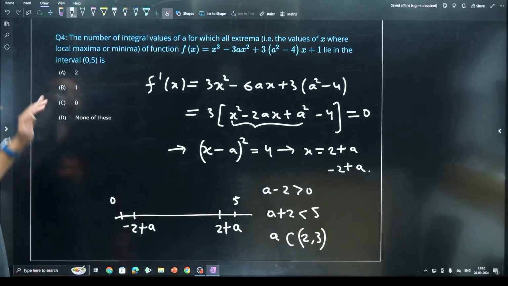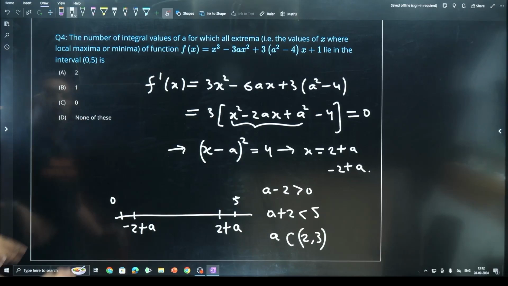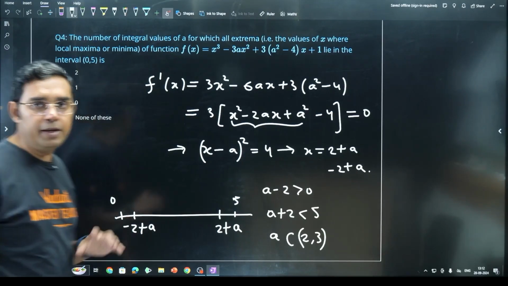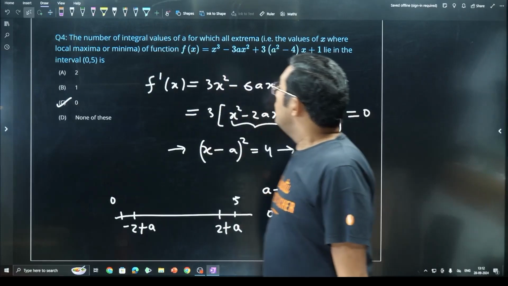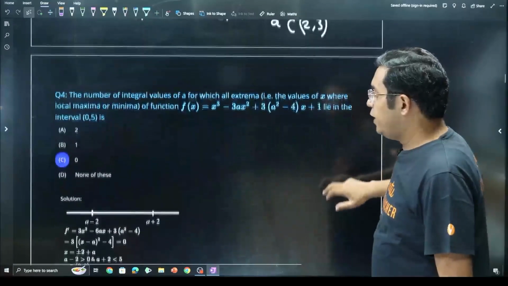Now in (2, 3) how many integral values are there? I think there is no value, so the answer of this question will be C. Simple question, you just have to do the differentiation. Okay, moving to the next question, that is 5.